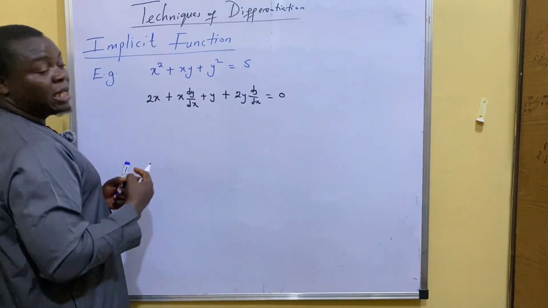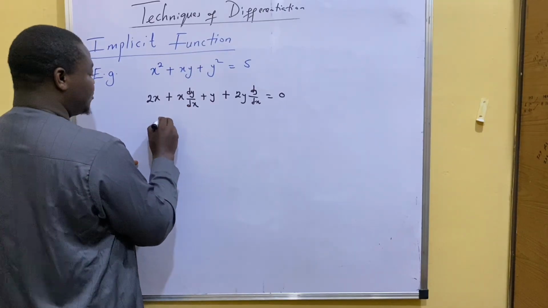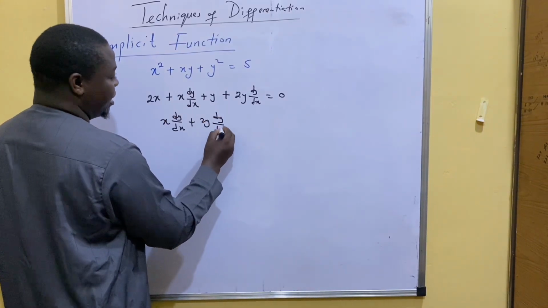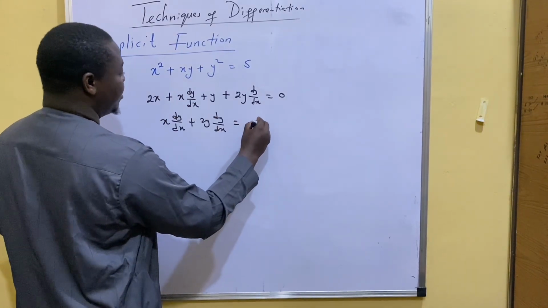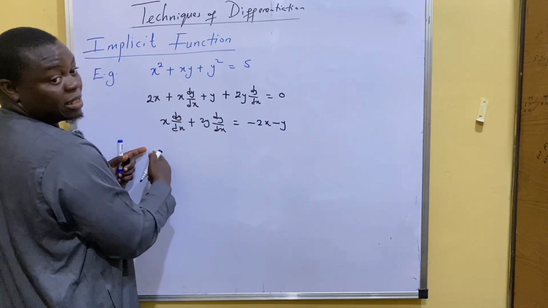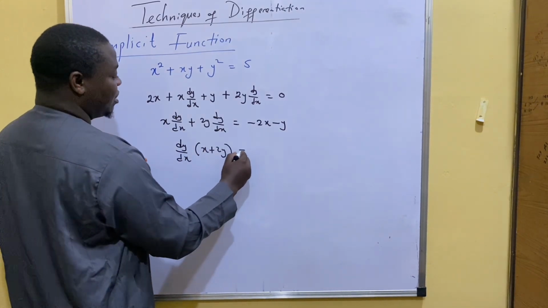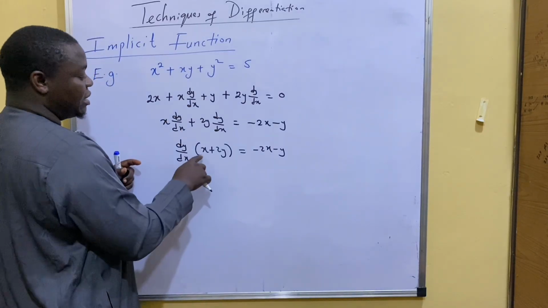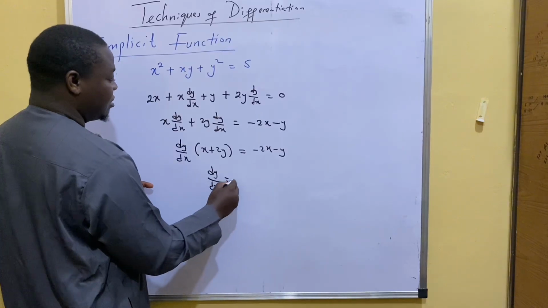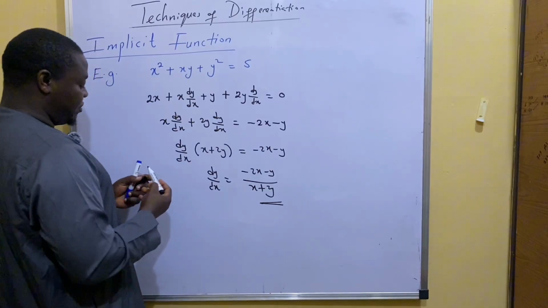So what we now do is collect like terms. Those with dy/dx we put together, and those without dy/dx we send to the other side. So we have x dy/dx plus 2y dy/dx, and we send the other terms to the other side so that we have minus 2x minus y. Then factorize dy/dx so that we have dy/dx times (x plus 2y) equals minus 2x minus y. Then divide both sides by x plus 2y, the coefficient of dy/dx, so that dy/dx equals minus 2x minus y over x plus 2y. And that is the derivative of that function.